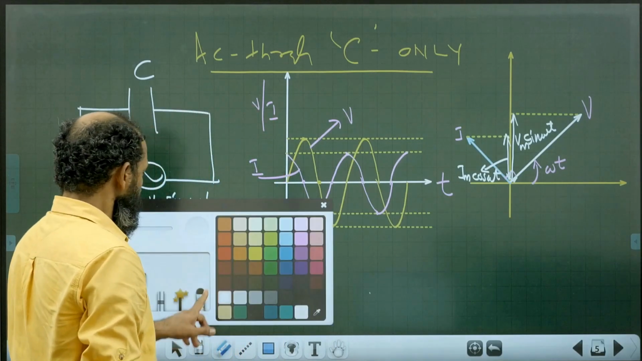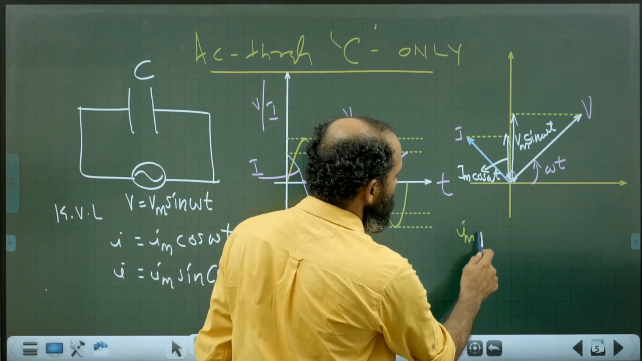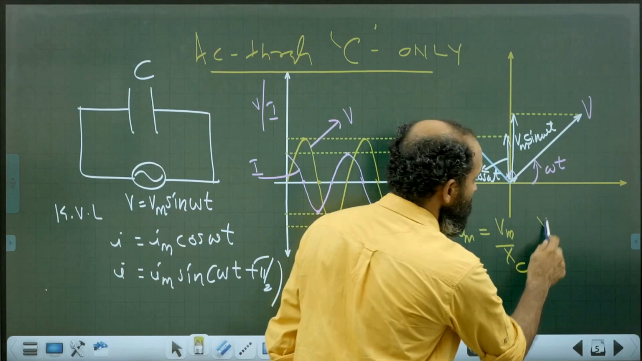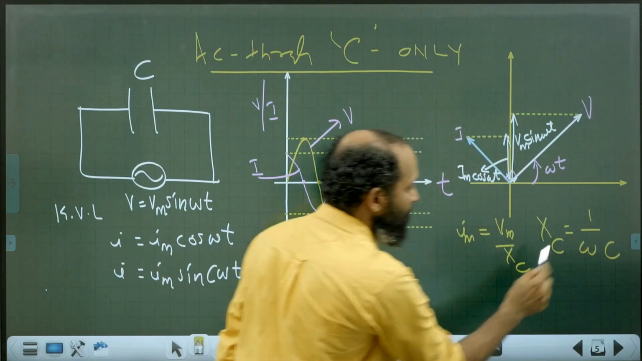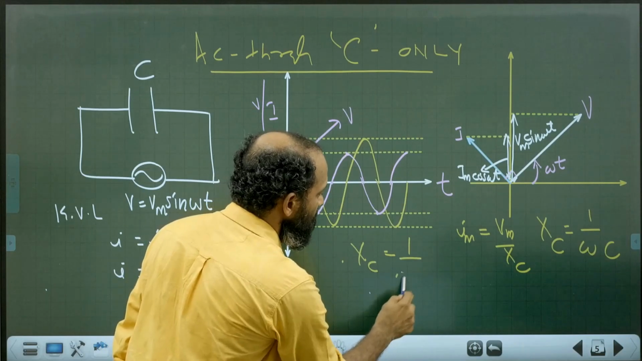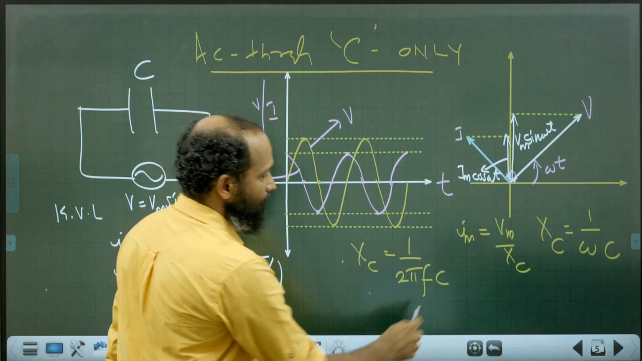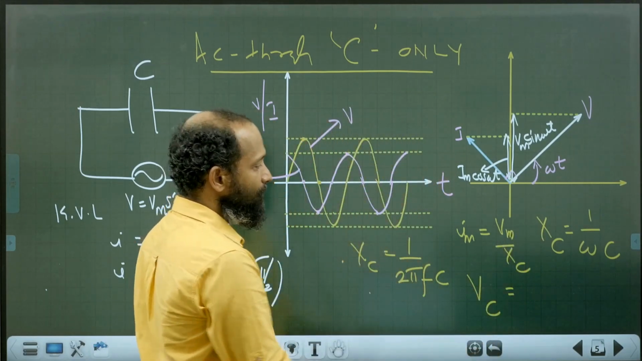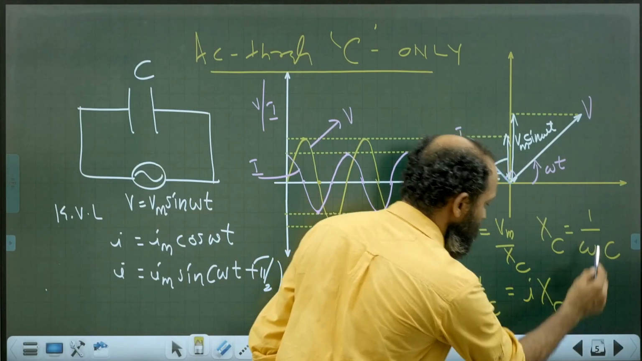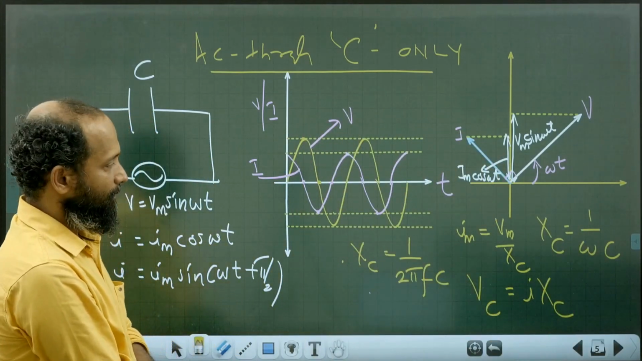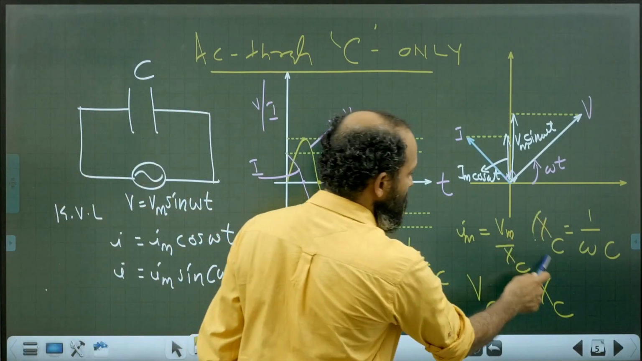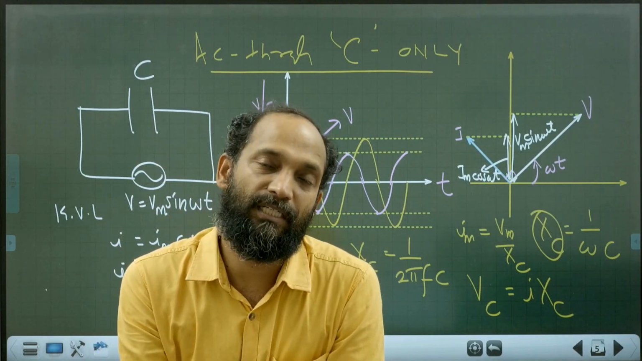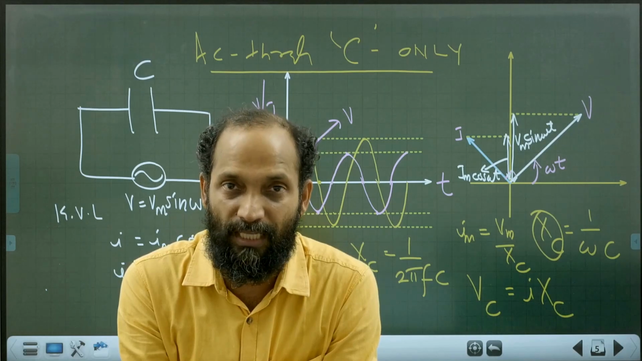Now, what is Im? Im is equal to Vm divided by XC, where XC is the capacitive reactance, given by 1 by C omega. XC can also be written as 1 by 2 pi f C. So voltage across the capacitor is equal to current through the capacitor times the capacitive reactance. All these equations are important. This reactance is XC. The reciprocal of reactance is called susceptance. Reactance, inductive or capacitive, both have the same units and dimensions.